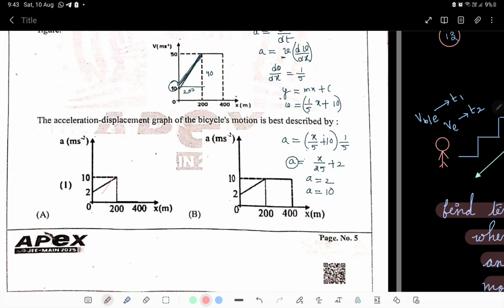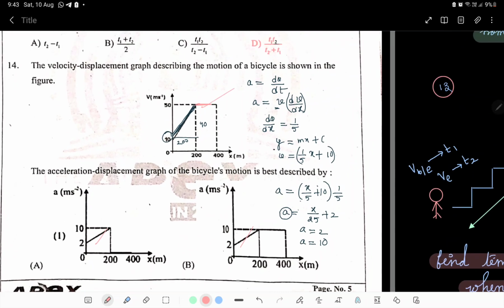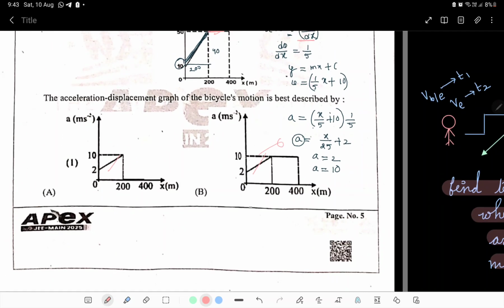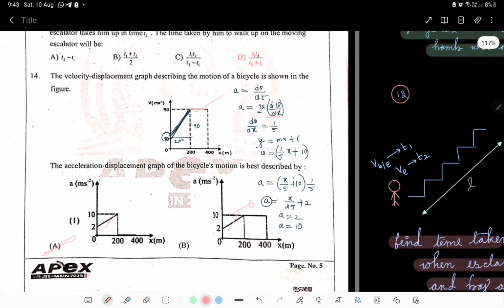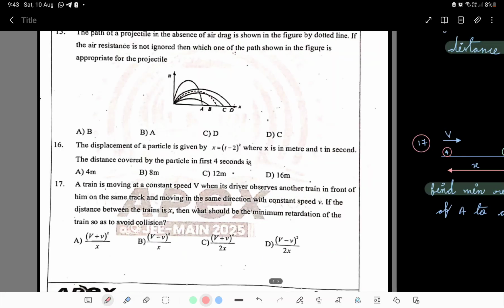So there is a possibility for these two graphs, but still if you look at this 200 to 400, the slope is 0 here. Therefore if the slope is 0, acceleration will be equal to 0. Therefore this graph is wrong and this graph is right. So that's the answer for question number 14.